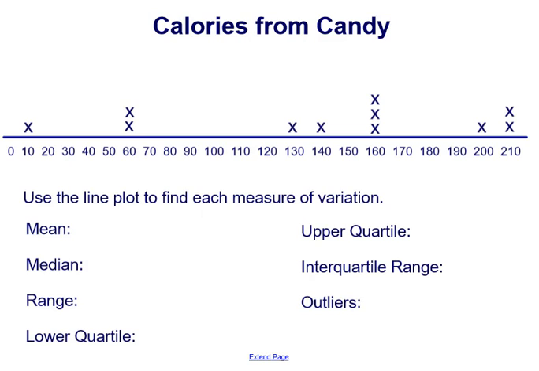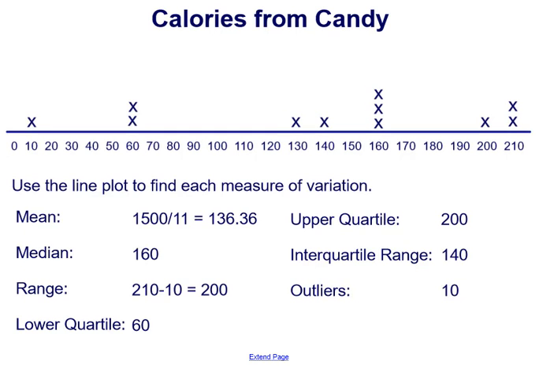So we're going to use this line plot to then find each of the measures of variation, to find the mean, median, and range, the upper quartile, the lower quartile, and the interquartile range, and any outliers. So here we can see that we have a mean of adding up all of our numbers and dividing by how many there were. There were 11. So that's 1,500 divided by 11 gives us a mean of 136.36. The median is our middle number, which is 160.